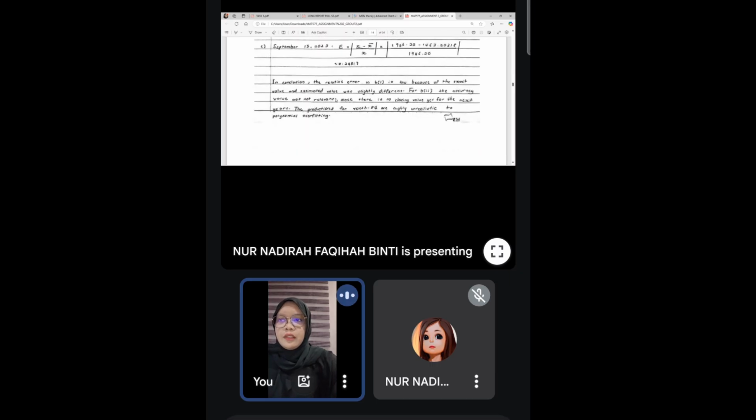So in conclusion, the relative error in B1 is low because the exact value and estimated value were slightly different. For B2, the accuracy value was not relevant since there is no closing value yet for the next year. The prediction for month 84 is highly unrealistic due to polynomial overfitting. That's all for me. Thank you.